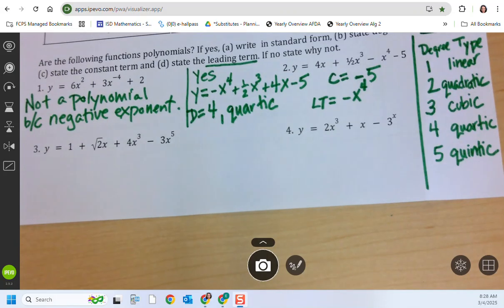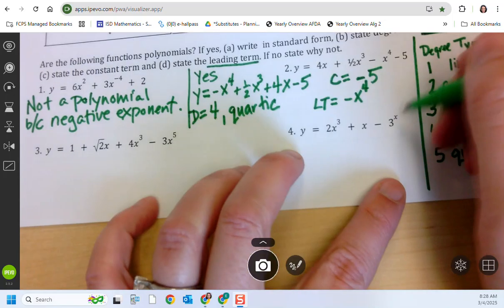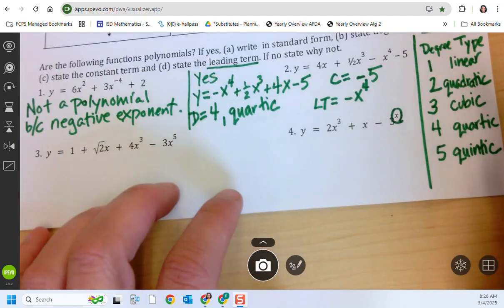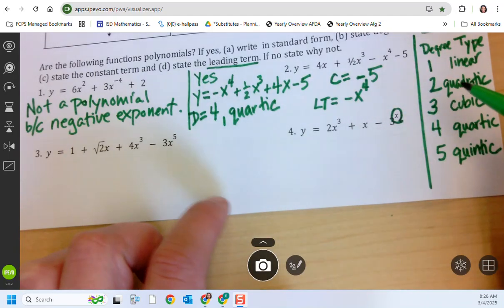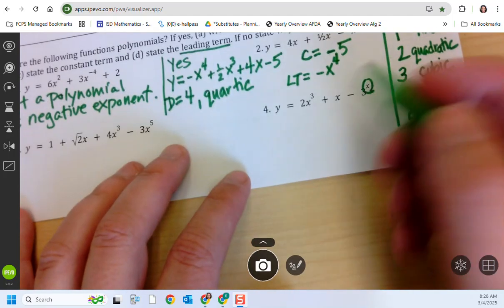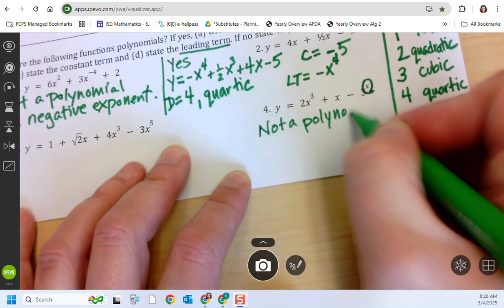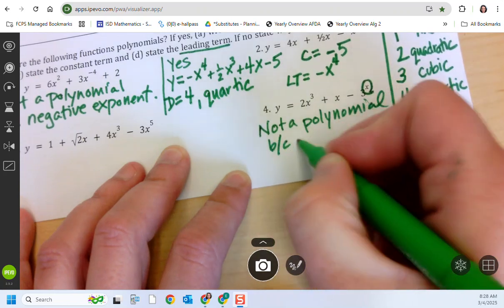All right, guys. Were both of these yes, 3 and 4? Which one's a no? 4 is a no because of what? Which exponent made 4 a no? Yeah, the exponent on the 3. So the 3 to the x, that exponent made it not a polynomial. It actually made it like an exponential. Actually, it's kind of a mixture of an exponential and a polynomial, but it's not a polynomial. So this one was not a polynomial, because of the variable exponent.